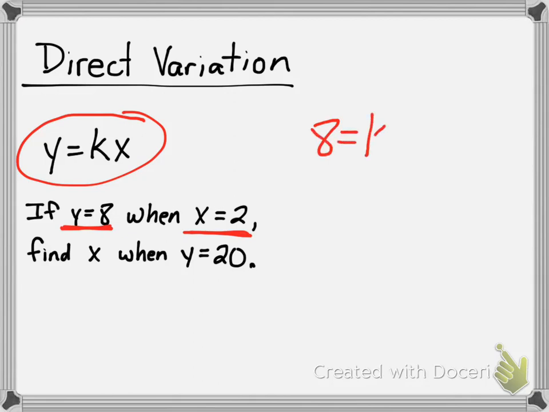So I plug in the 8 for the y and the 2 for the x. Can we solve for k? Sure. k equals 4. Now, that's not what it asked for. It didn't ask for k. So why did I find k then? I found k so that I could find this x value because it also gives me a y for that x value. So now I can use this k value with this y value to find my missing x.